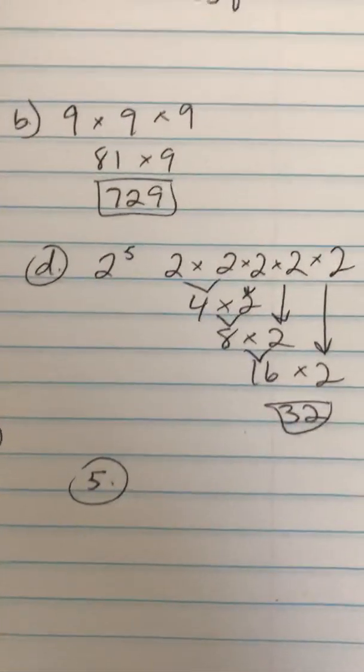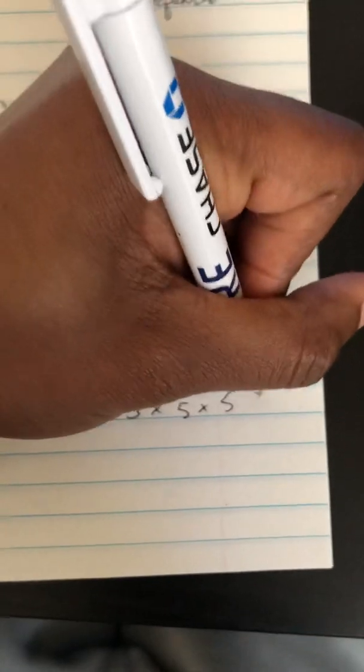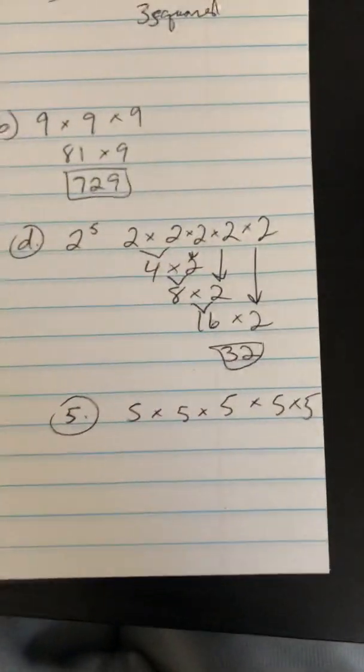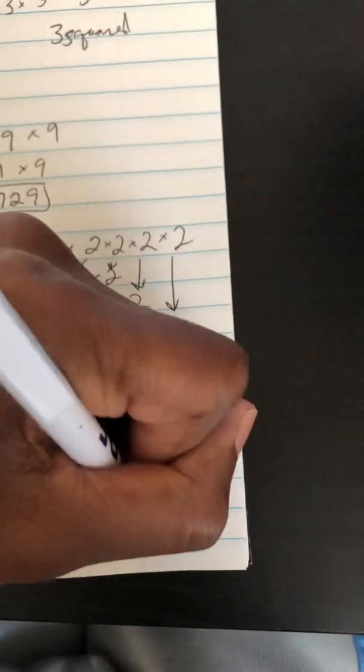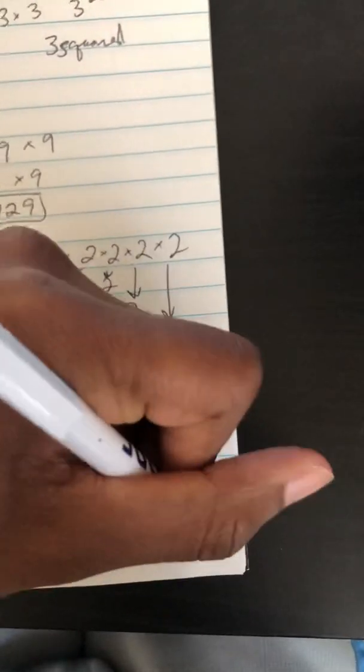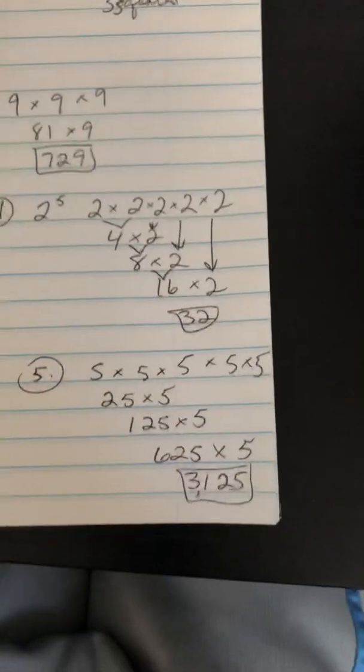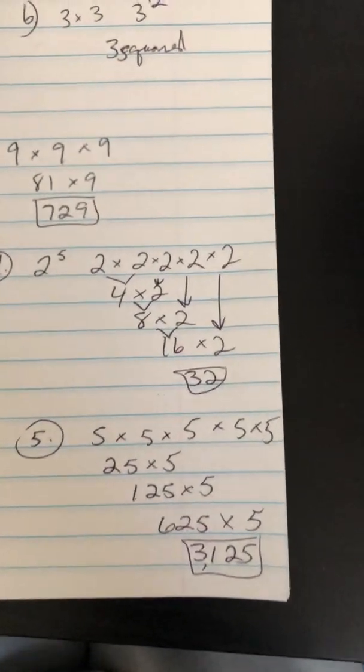All right, number 5. Evaluate the exponent, 5 to the 5th power. So we're going to write out 5 times 5 times 5 times 5 times 5. 1, 2, 3, 4, 5. Okay, perfect. So now we have 25 times 5 is 125, times 5 is 625, times 5 is 3125. Okay? So 5 to the 5th power is 3125.